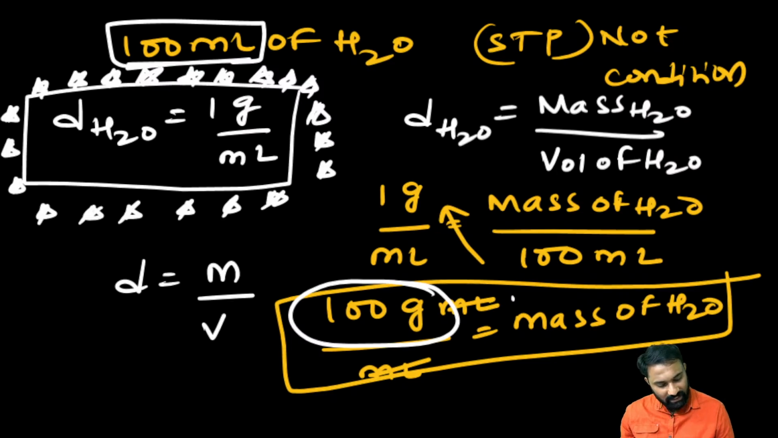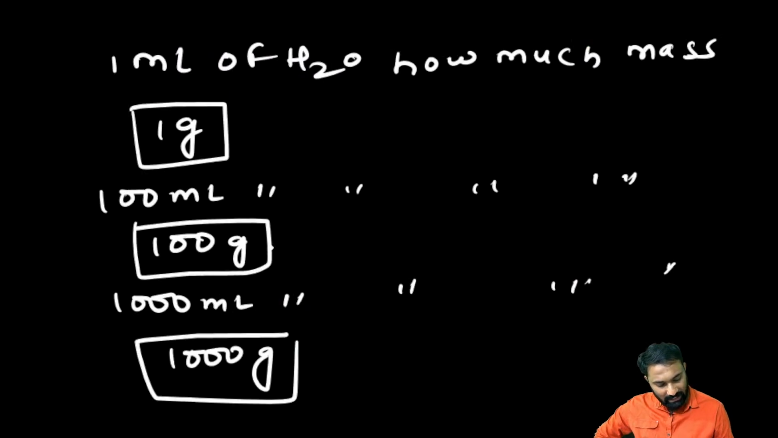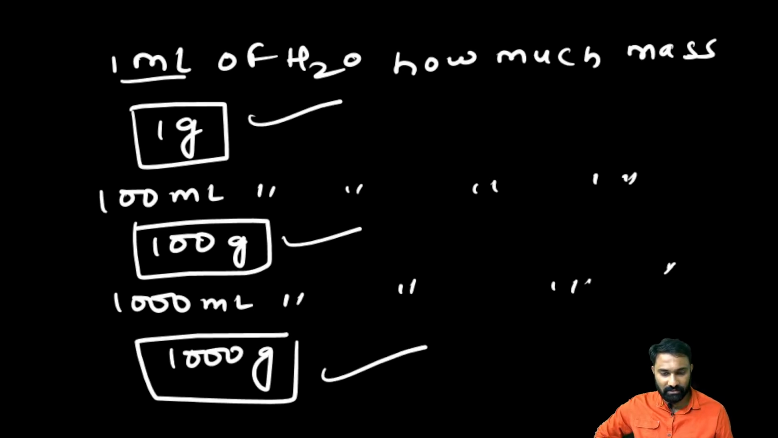Without calculating we can say, right, by seeing the volume. 100 ml means 100 gram. 1 ml means 1 gram. 1000 ml means 1000 gram. That's it, no problem. But you should be at that stage to identify whether the given quantity is in weight or not. I hope it is clear.